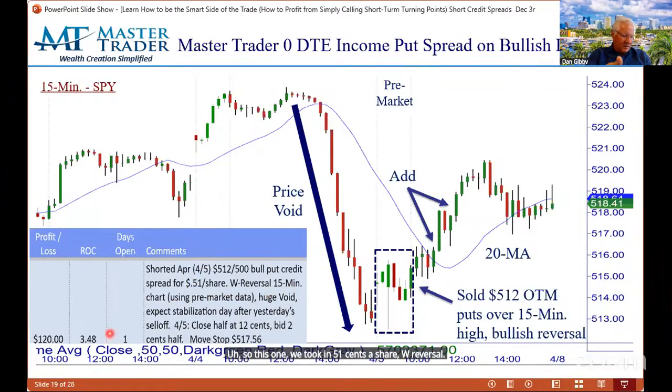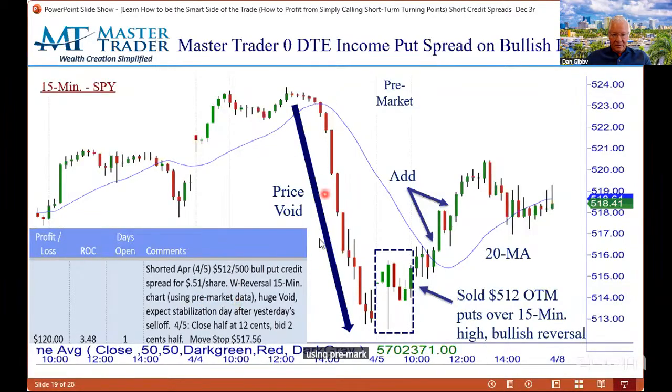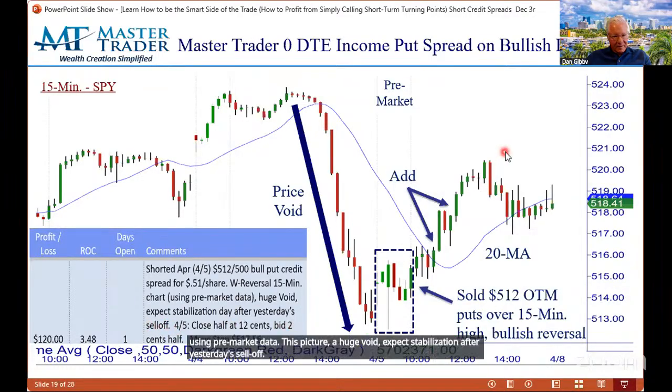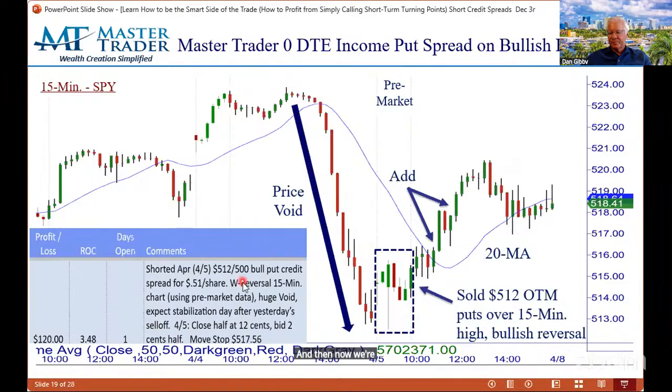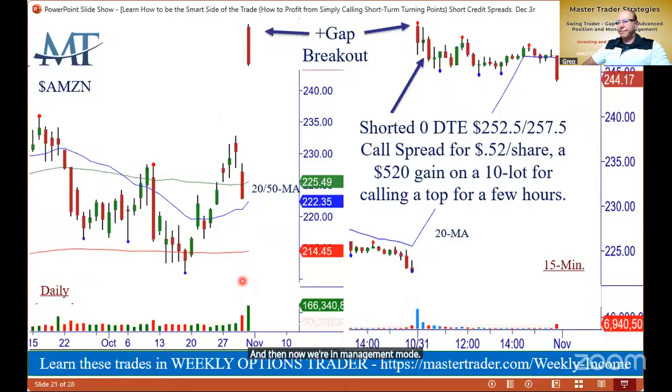See that this is a closed trade. All our trades are in the members area, open and closed. This tells you, as Greg said, you're learning while you're earning. W reversal 15-minute using pre-market data. This picture, a huge void, expect stabilization after yesterday's sell-off. And then now we're in management mode. As long as it doesn't go back down there, like I explained before, just sit there and let it evaporate.